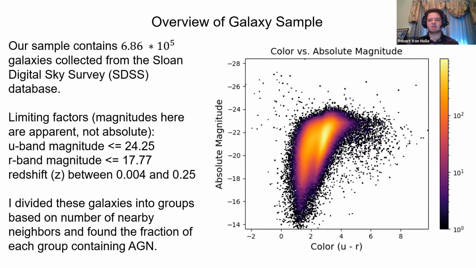The x-axis shows the color, denoted by the U-band magnitude minus the R-band magnitude. So the further right on this plot a galaxy is, the redder it is, and usually the older it is. And on the y-axis, I have the absolute magnitude of the galaxies, which is a measure of the total energy that the galaxy emits. I have this axis inverted because the lower the magnitude, the more energy the galaxy emits. So the higher on this plot a galaxy is, the brighter it tends to be. I then divided these galaxies into groups based on their number of nearby neighboring galaxies and found the fraction of each group containing AGN.